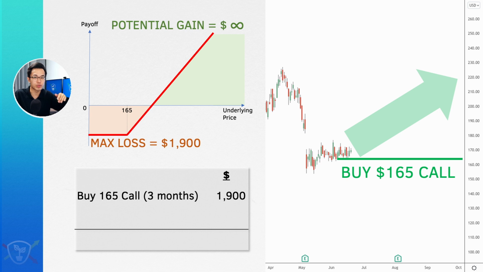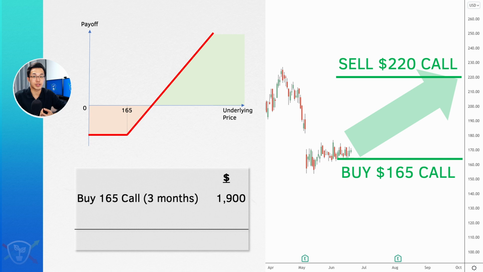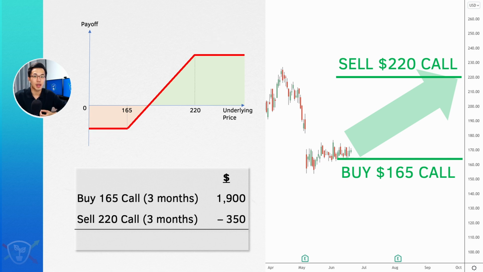Now, since I know that the chances of making infinite returns in the next 3 months is very, very unlikely, by trading options, I can actually give up the chance to make infinite returns in exchange for lower risk on this trade. How can I do that? What I will do is sell a call option with a strike price of $220 with the same 3 months to expiration. And for selling this call option, I will receive a premium of $350.